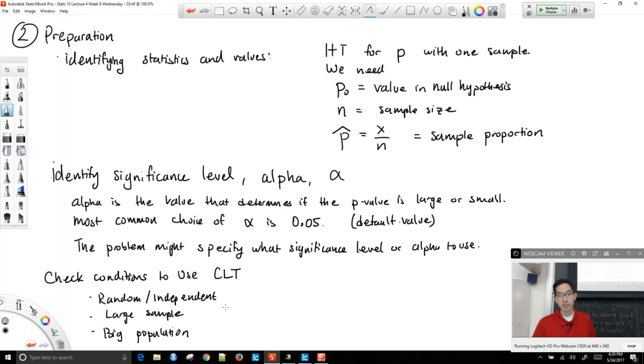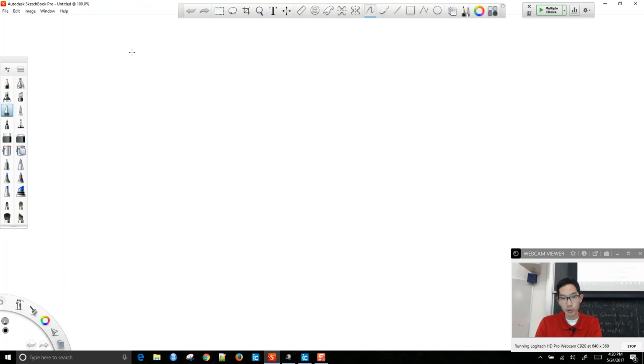Is that okay? So that's how that will work. But in real life, it is important to check your conditions. In tests and such, just for the sake of doing them, the conditions will be met.